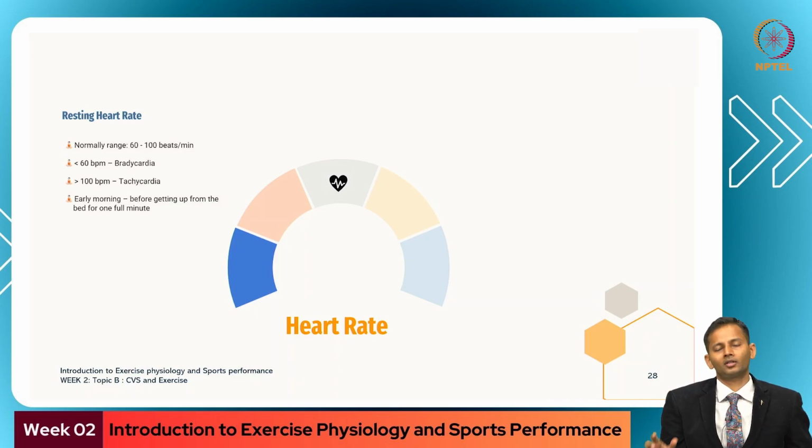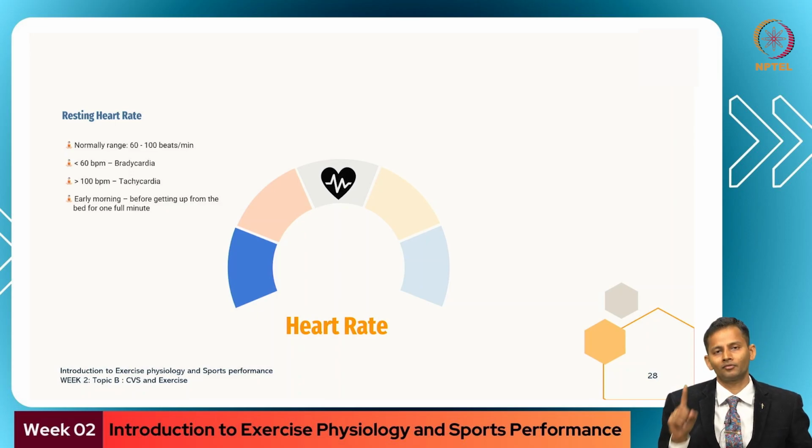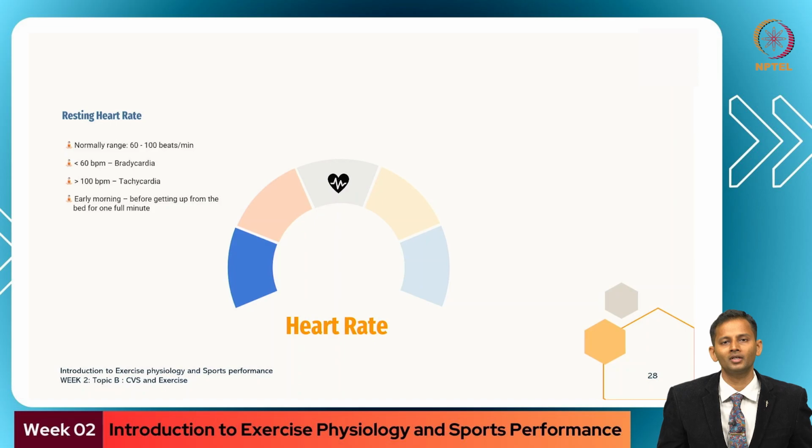So this particular heart rate has to be measured over a period of 1 full minute. So you count the number of times you feel the pulsation in your palpating finger for 1 full minute, and that is called the resting heart rate. The normal range, as I have said earlier, is between 60 to 100 beats per minute.